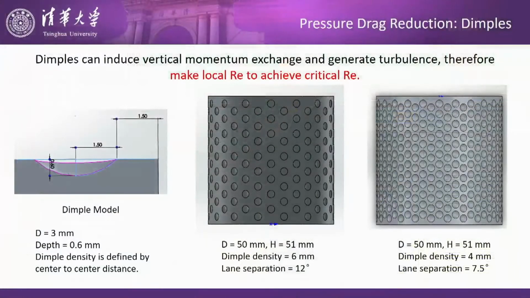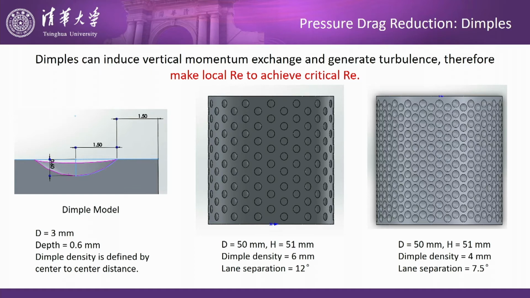We use dimples to stimulate the turbulence. Here we stimulate the turbulence and make the momentum change. So the local Reynolds number will go high, over the critical Reynolds number. So this is a CFD model. We have a diameter of 3 millimeter, depth of 0.6. We have a bunch of different 3D models, and these are just 2 of them. We use these because their dimple density is different. Dimple density defines the center to center distance.